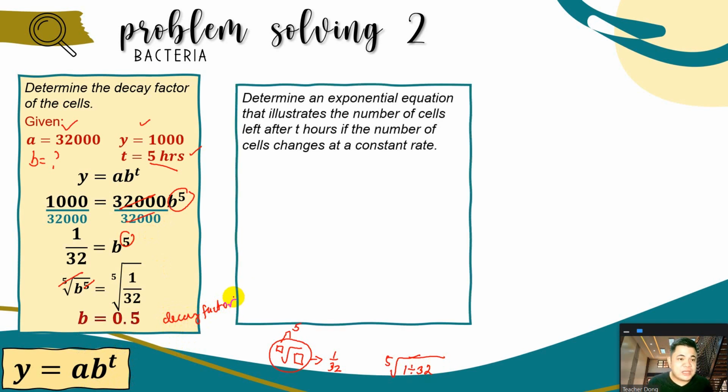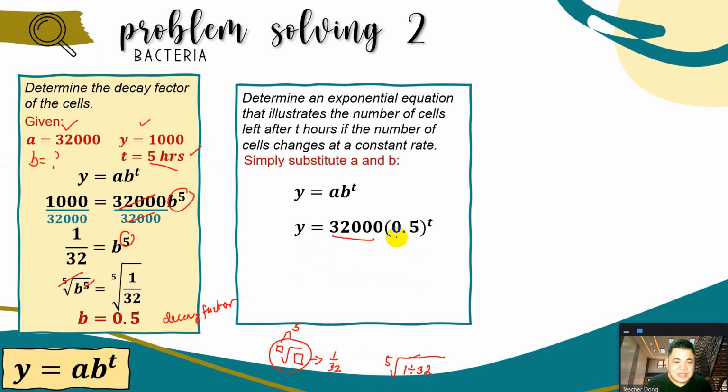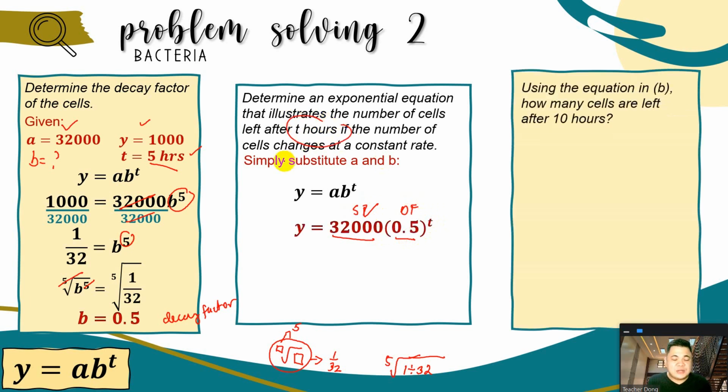Now, from there, we can determine the exponential equation that illustrates the number of cells left after t hours, if the number of cells changes at a constant rate. So, of course, simply substitute A and B. Our A and B originally are 32,000 and 0.5, which is the decay factor. And this one is the starting value, raised to t because, according to the question, it is after t hours. Now, this is the basis to solve for the last question.